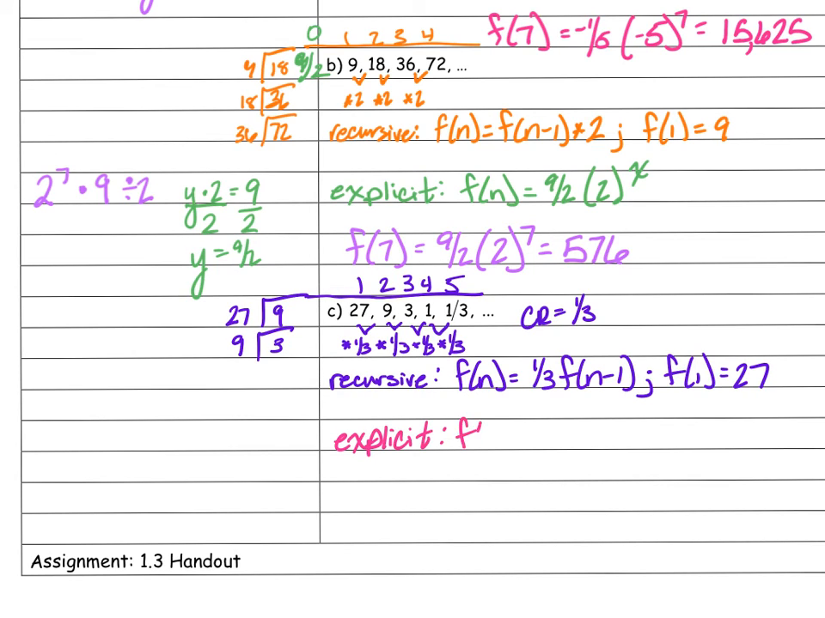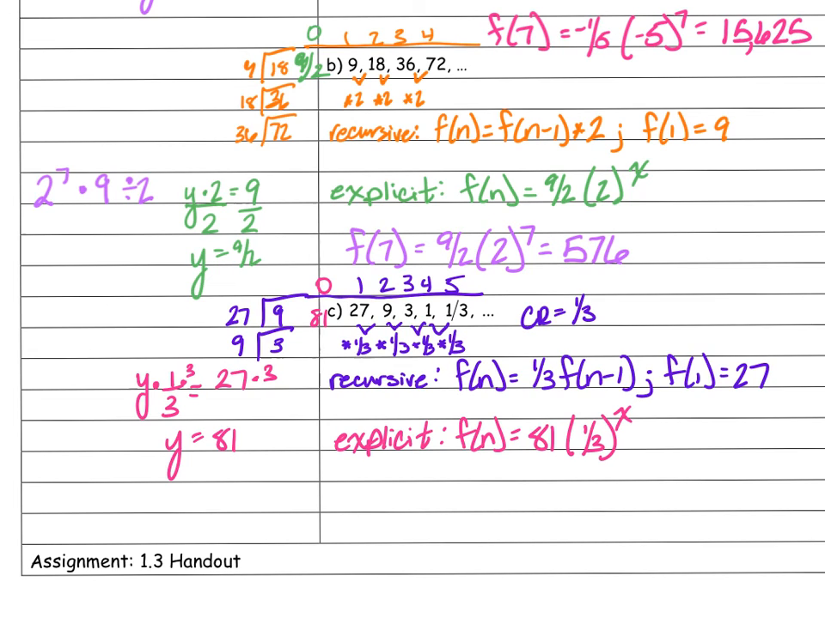The explicit equation is going to be f of n equals, what's my 0th term? So what do I multiply 1/3 by to get 27? Well, how do I get rid of the fraction? You multiply by the denominator. So y is going to equal 81. 81 is my 0th term. So 81 times 1/3 to the x power.